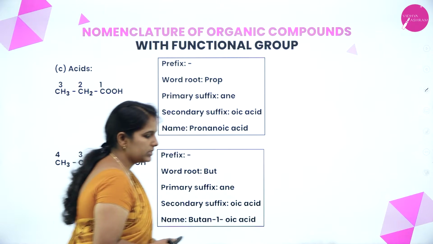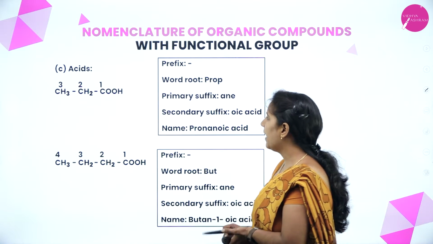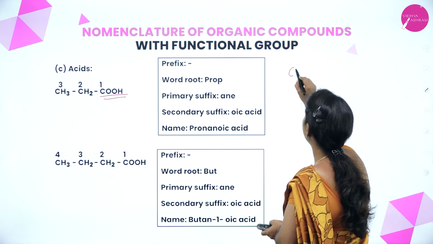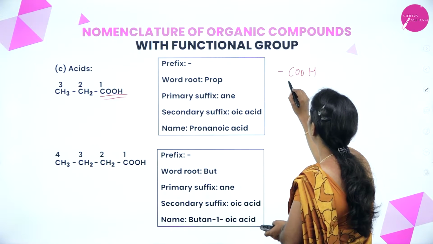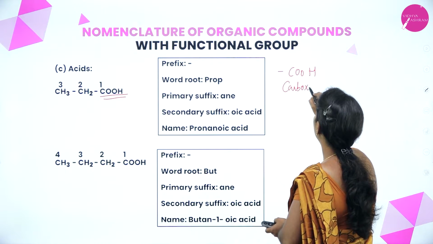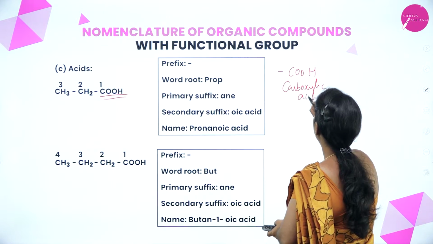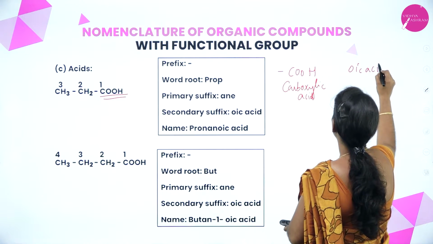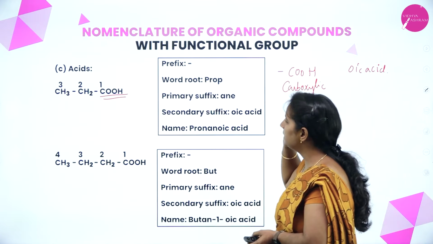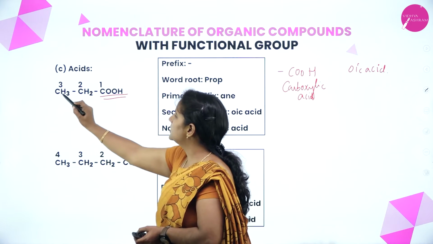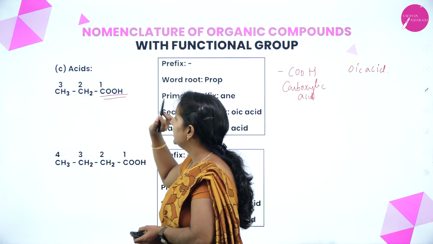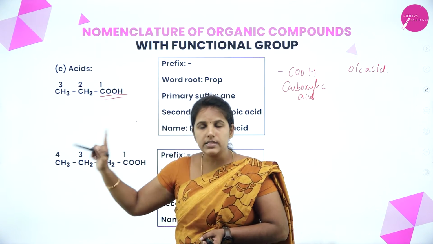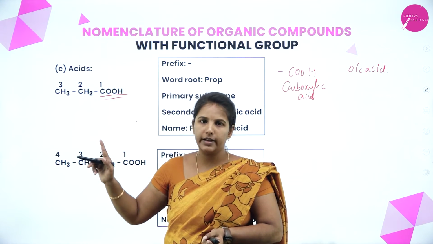Next example, you can see with a different functional group. We have COOH. The functional group is carboxylic acid. COOH stands for carboxylic acid, and it should end with what? Oic acid. It should end with oic acid. You can see how many carbon atoms? CH3, CH2, COOH. If the functional group containing carbon is there, okay, it has to get the preference first and it should get the least number.